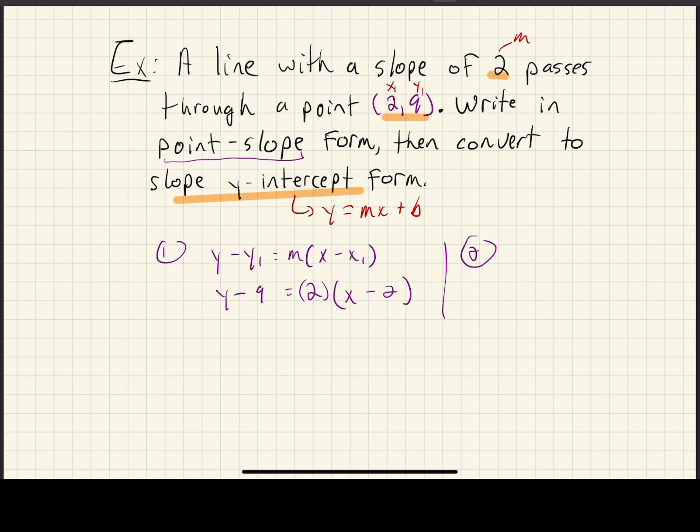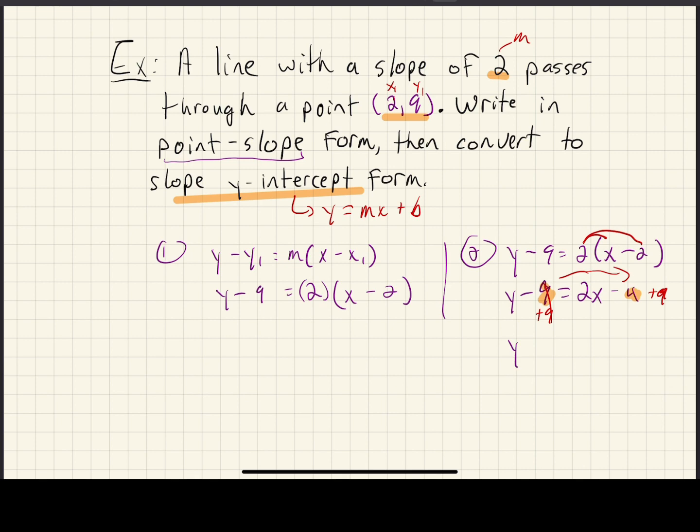Now for the second part, to convert it, if this is my equation, y minus 9 equals 2 times (x minus 2), then I can use the distributive property in order to open up the brackets. And when I do that, I would have y minus 9 is equal to 2x, 2 times x is 2x, minus 4 from 2 times -2. Now I can gather these like terms by moving the 9 over here. In order to do that, I'm going to add 9 on both sides. That would remove it from here.